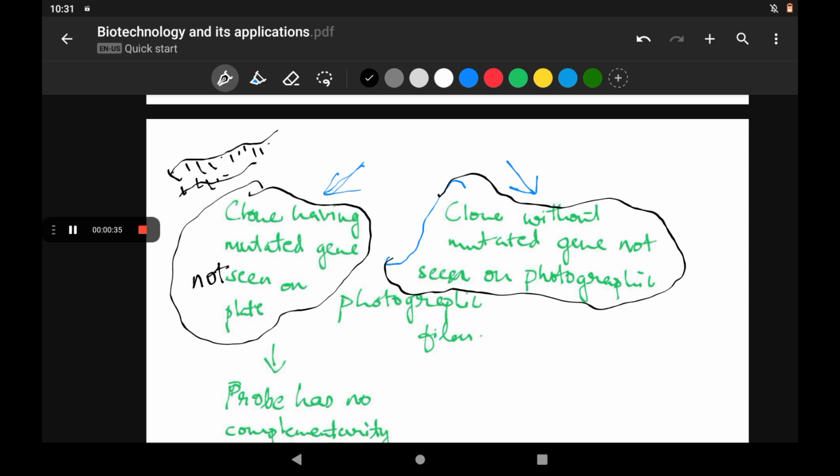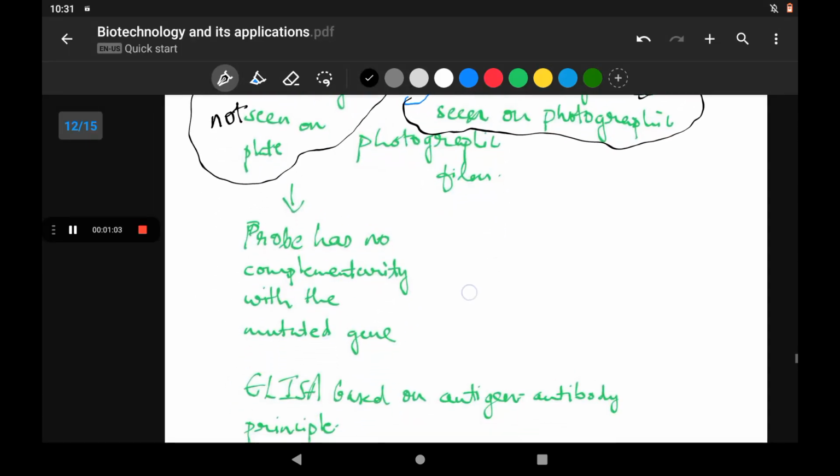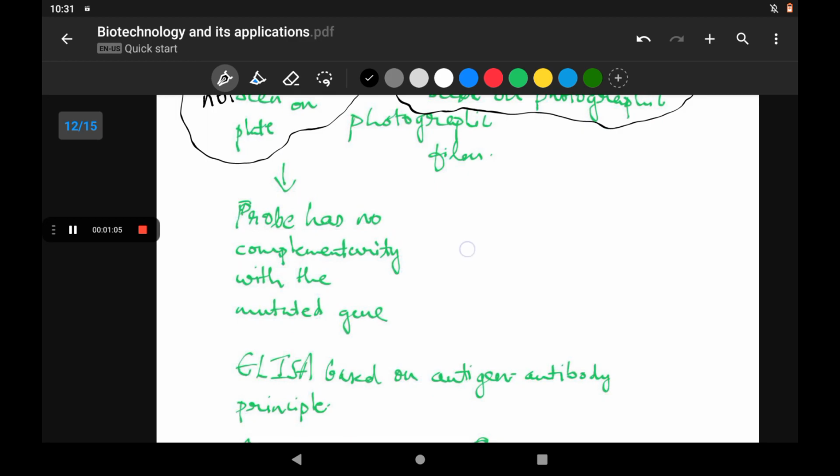Whereas the clone without the mutated gene is seen on the photographic film. The reason is they don't have any mutations, so the DNA has complementary base pairing with the tag. That is how they are seen on the photographic film. So that is how you can differentiate. The mutated genes are not seen on the photographic plate, whereas the normal genes are seen on the photographic film. The probe has no complementarity with the mutated gene.